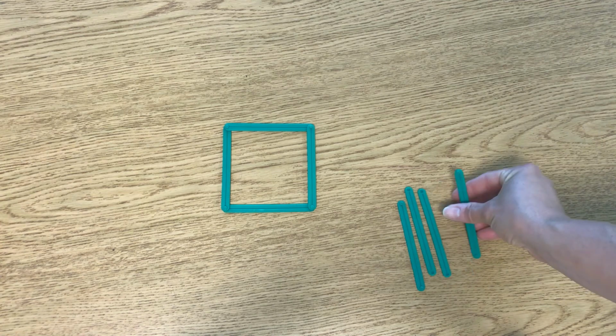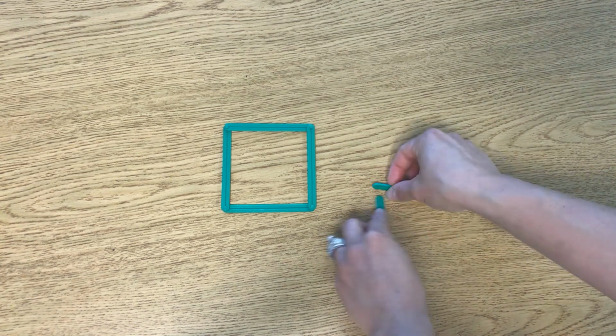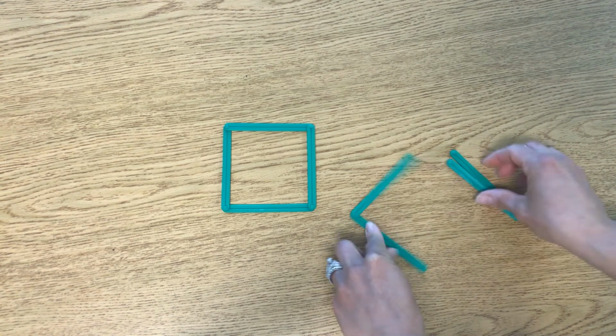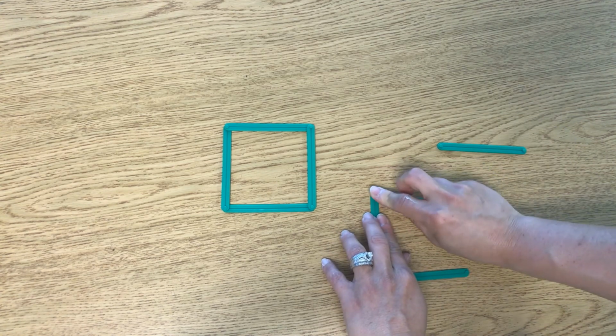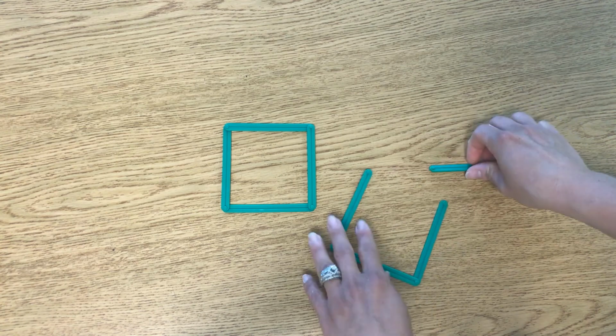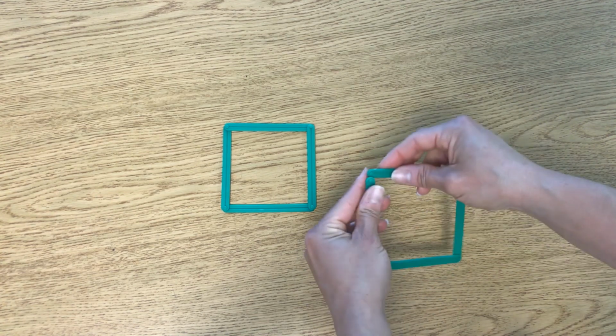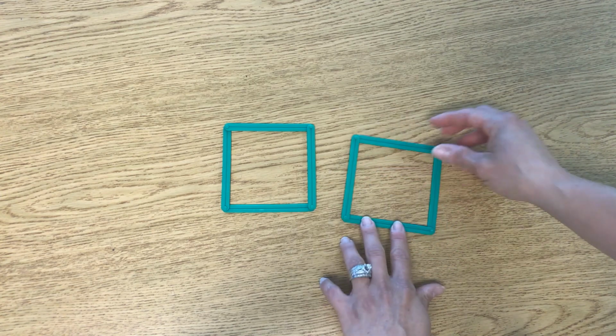Here's a square made out of sticks. I can build one just like it if I have 4 sticks that are the same size. I can make the corners 1, 2, 3, 4. But I have to be careful.